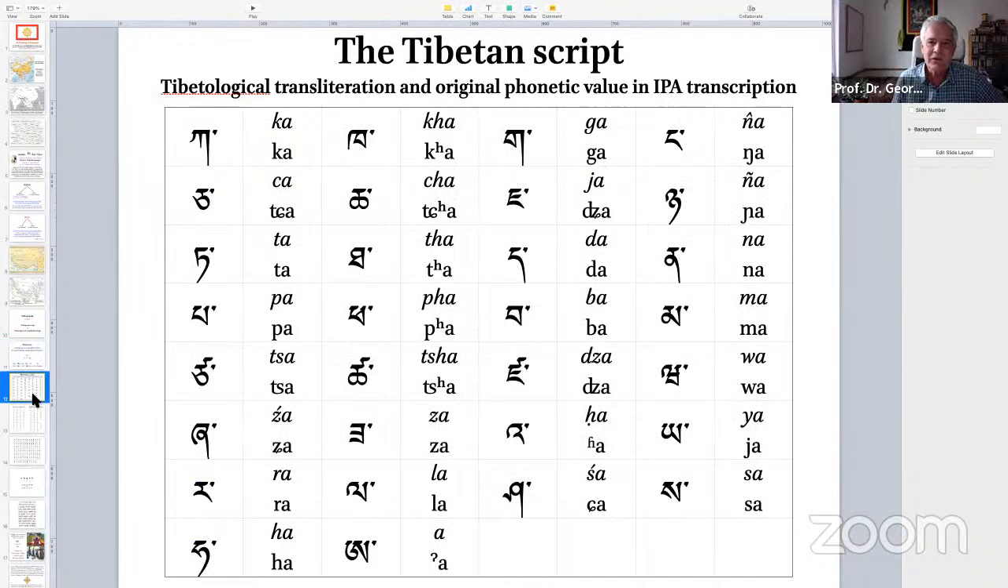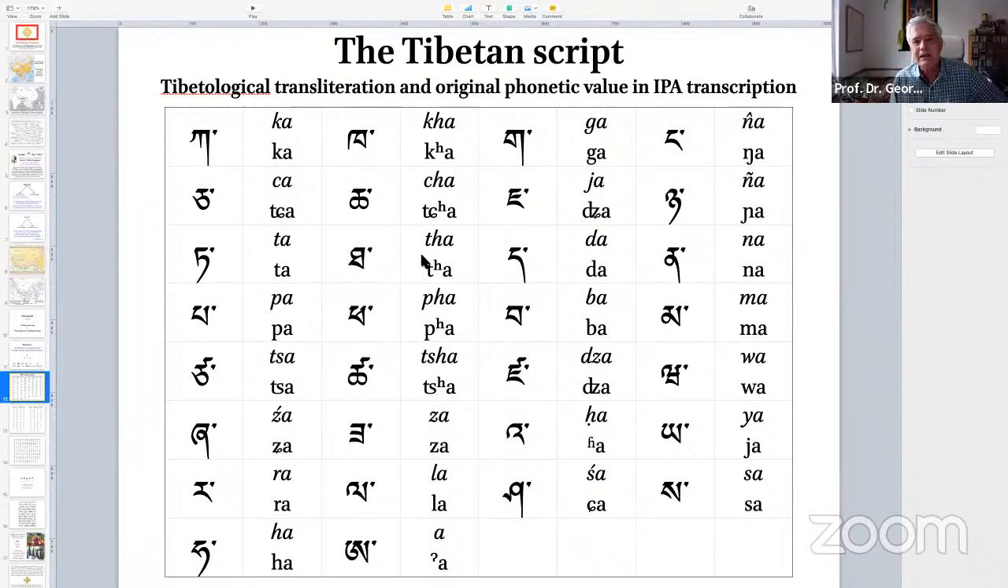Let's first look at the script. Some of you already know the Tibetan script, and those of you who do not know the Tibetan script, I will teach it to you now because it is not difficult. This is the entire inventory of consonant symbols, or letters, if you will, of the Tibetan script.